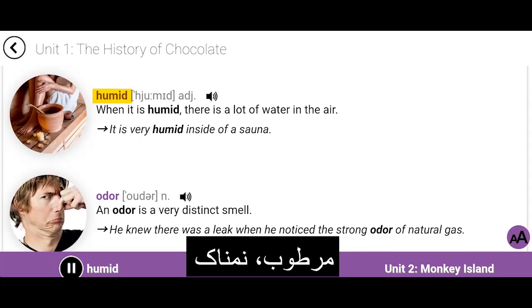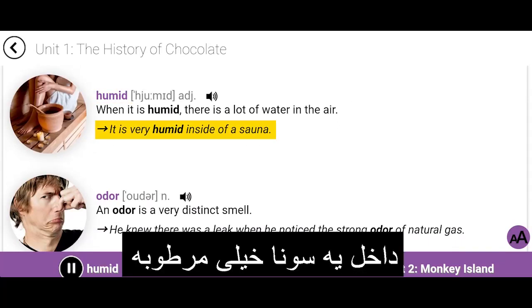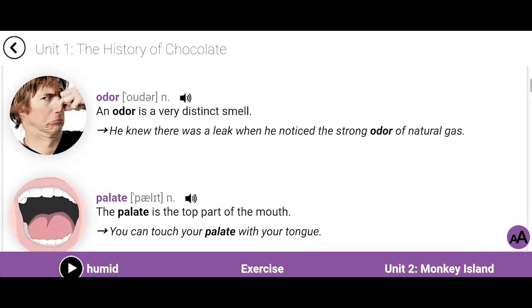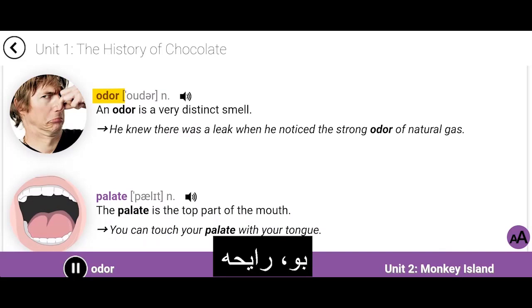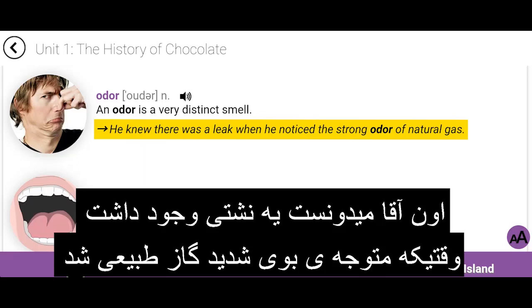Humid. When it is humid, there is a lot of water in the air. It is very humid inside of a sauna. Odor. An odor is a very distinct smell. He knew there was a leak when he noticed the strong odor of natural gas.